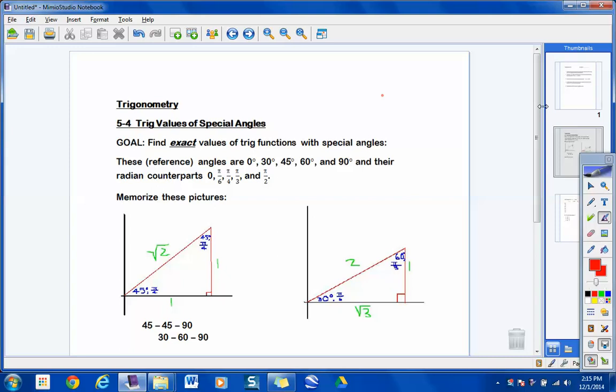Guys, 5.4 is going to talk about special trig values of special angles. And if you have your unit circle handy, this is going to be so simple. Is there anybody that needs an extra copy of that unit circle at all? Everybody's got theirs? All right.